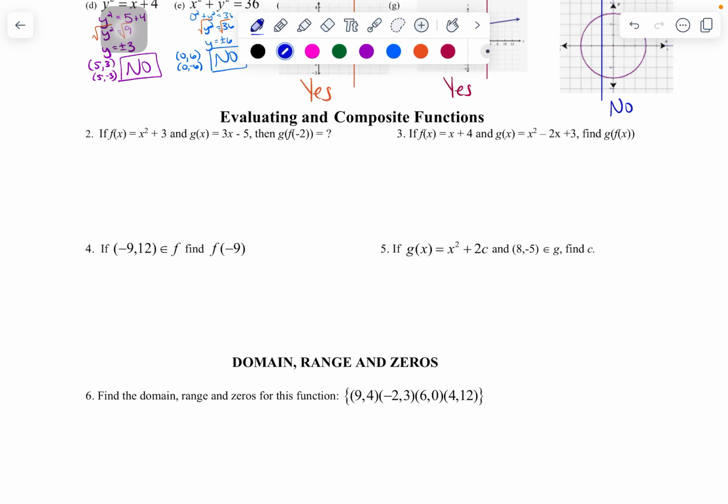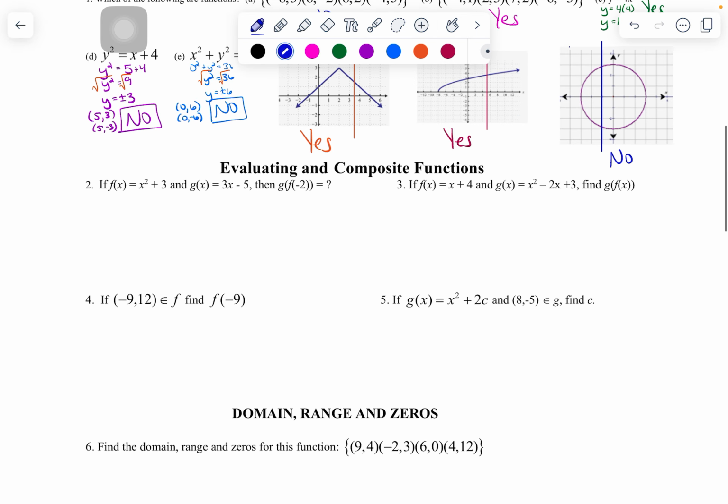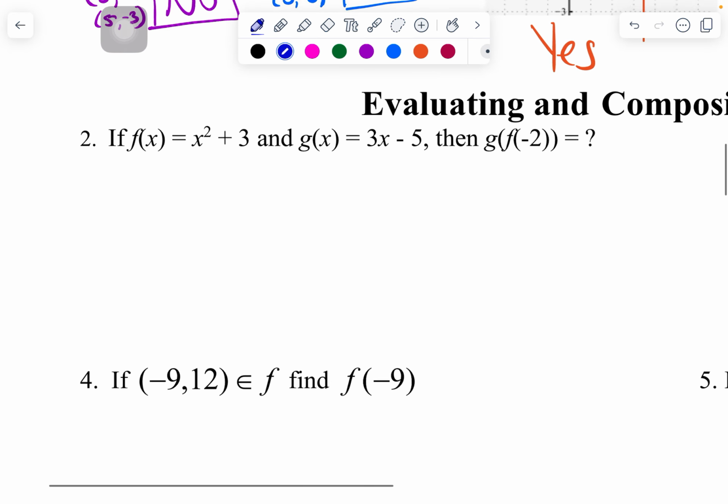All right, this is going to be the second video for notes 69. We're doing some function review. So in the first video, I reviewed what is or is not a function, and we did all the tests for question number 1. And now we're going to do evaluating and composite functions. So let's zoom in on number 2 here.